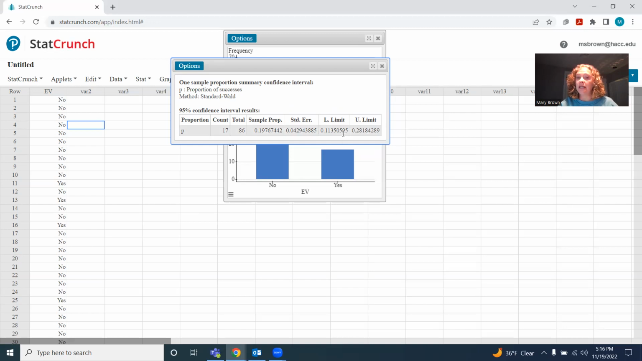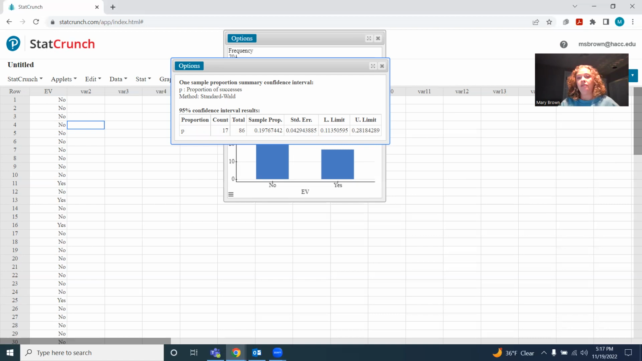Notice that I'm not saying the proportion of my sample is between those values. I know exactly what the proportion was for my sample. It was 0.197674442. I know that precisely. When we make hypothesis tests and when we make confidence intervals, we're using that sample to represent the population and make a statement about the population. So I'm not saying anything about my sample. I'm using my sample to say something about the population of all HAC students.